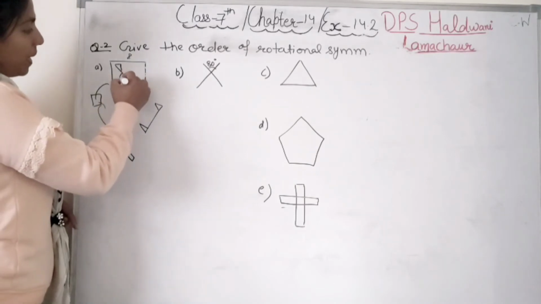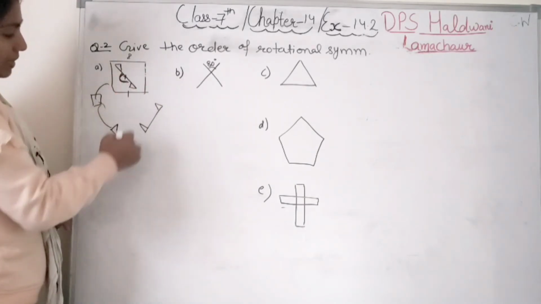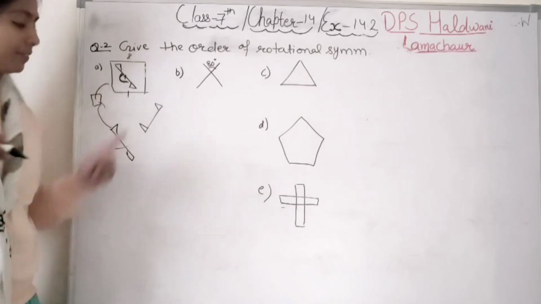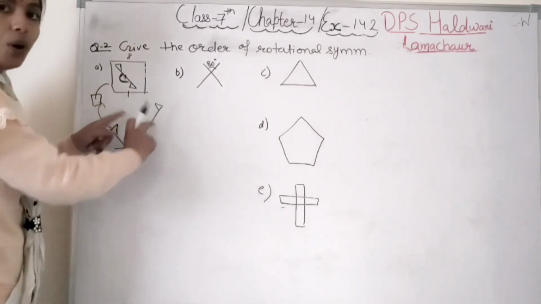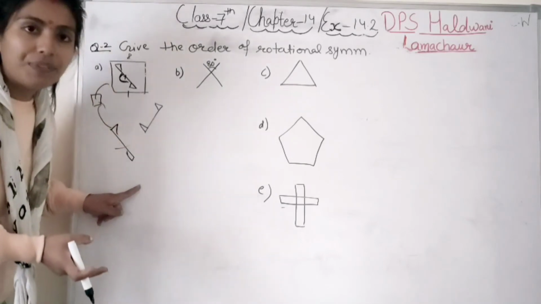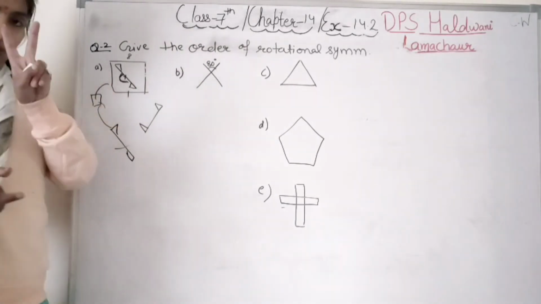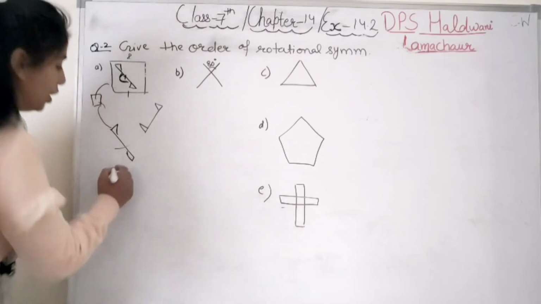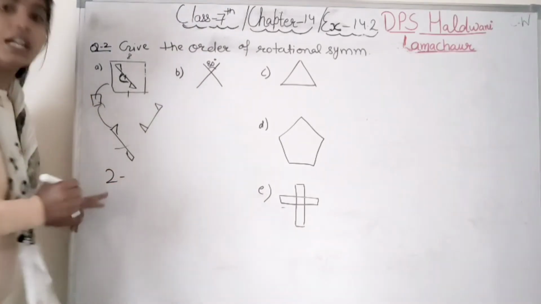Now at 270 degrees again it will resemble this figure only, and at 360 degrees it becomes the same. It means at 180 degrees, two times, at this time or this time 180 degrees, when half, 90 or 180 means half. जब इसको हाफ रोटेट किया, then we are getting the same figure, and at 360 degrees. So how many times we got the same figure? 2 times. So the order of symmetry is 2.